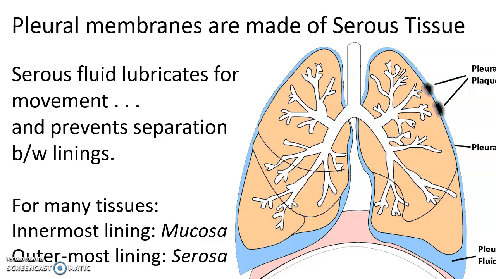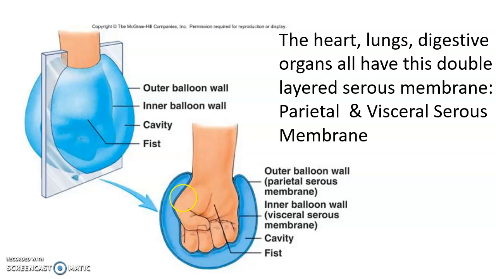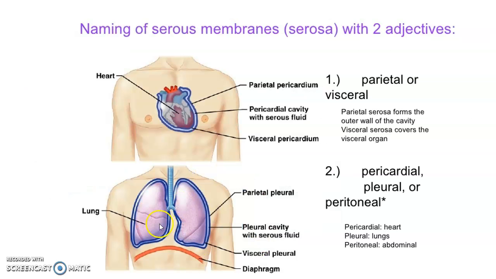So in general, if you recall, the innermost lining is called the mucosa, or the mucous membranes, which secrete mucus. That's for any body cavity. The outermost lining is called the serosa, or serous membranes, which secrete serous fluids for external lubrication. If you were to imagine a balloon and someone were able to punch their fist inside of a balloon, there would be a double lining. All the serous membranes are like that. It's a double lining of tissues. So you can see the heart has a double lining, and the lungs have this double lining in the same way as a fist would be inside a balloon.